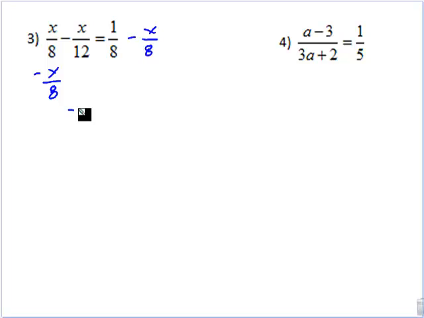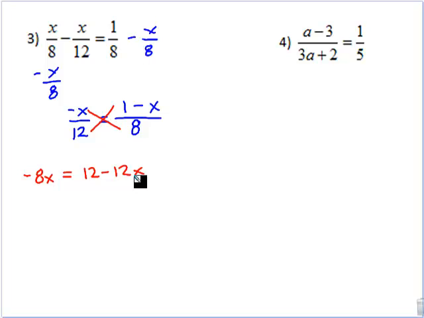So now we have a negative x over 12 is equal to, how would I write this as one fraction? 1 minus x over 8. Okay, so cross multiply and solve this now. Two x's though. That's fine. So this first, that'll be negative 8x is equal to 12 minus 12x. Good, 12 minus 12x.